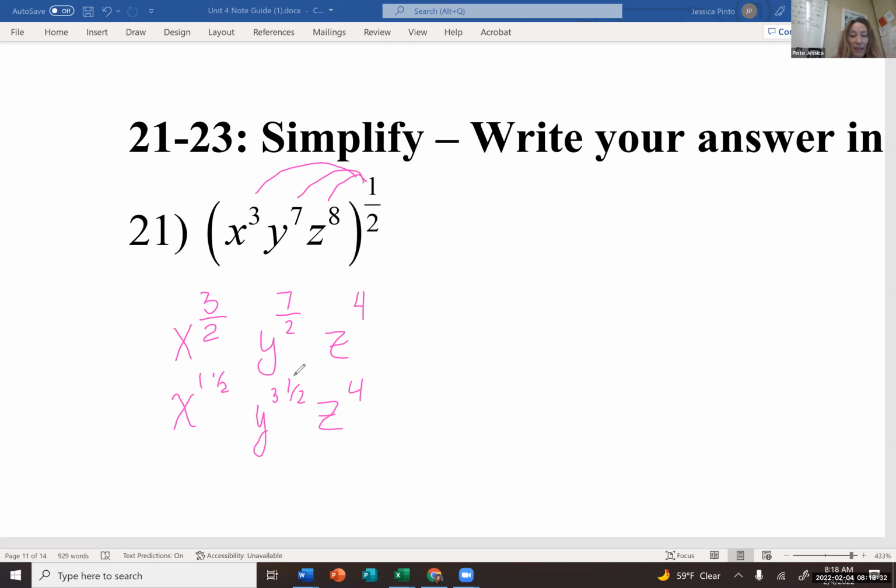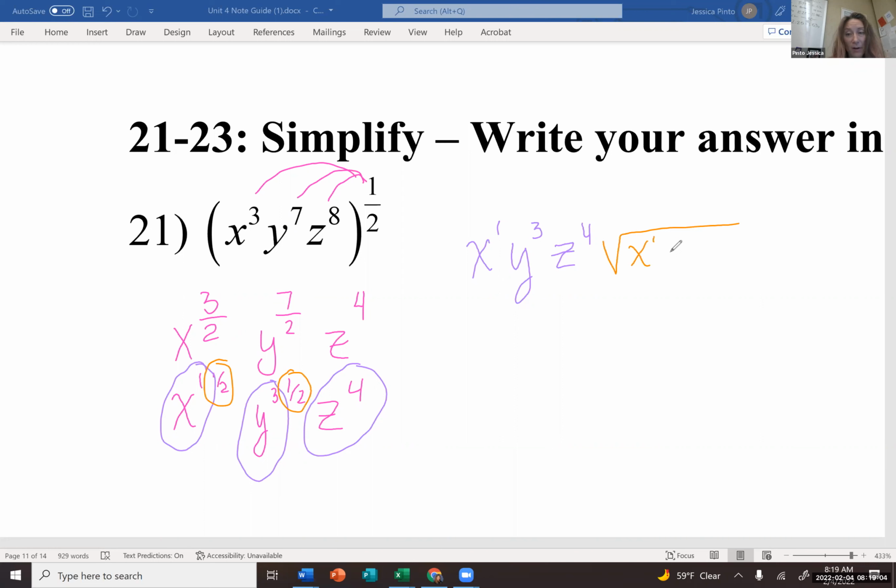So now I'm going to separate these, the 3 and the 1 and the 4. These are all the whole numbers. So these ones are going to come out. X to the 1st, y to the 3rd, z to the 4th. And then the fractional parts are going to stay behind. So that would be this orange 1/2 and the 1/2 on x. And so that's going to be the square root, x to the 1st power, y to the 1st power, because they both have the numerator of 1. So altogether, this is our final answer.